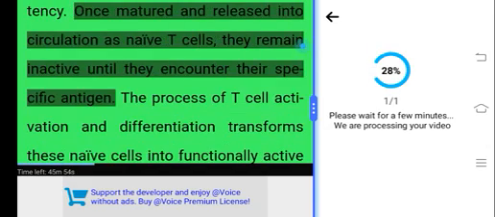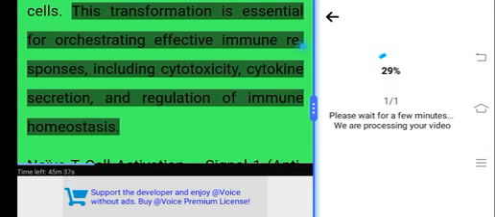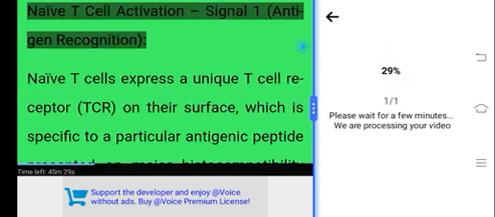Once matured and released into circulation as naive T cells, they remain inactive until they encounter a specific antigen. The process of T cell activation and differentiation transforms these naive cells into functionally active effector T cells or long-lived memory T cells. This transformation is essential for orchestrating effective immune responses, including cytotoxicity, cytokine secretion, and regulation of immune homeostasis. Naive T cell activation.